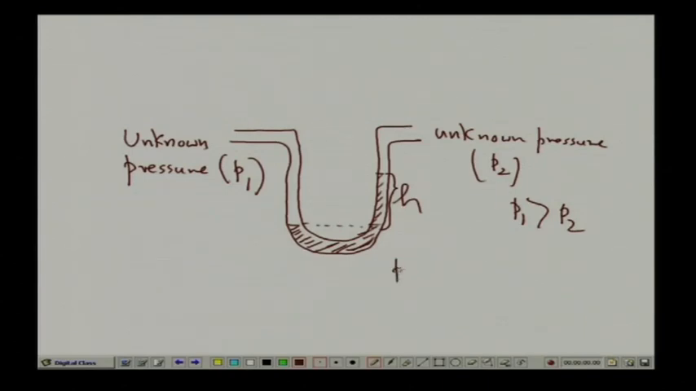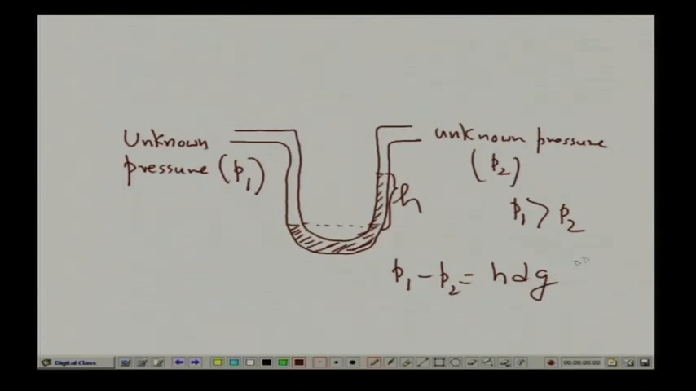So, again P 1 minus P 2, the pressure, is equal to h d g, as before. h is the height difference of the columns in the manometer, d is the density of the manometric liquid, and g is the acceleration due to gravity.